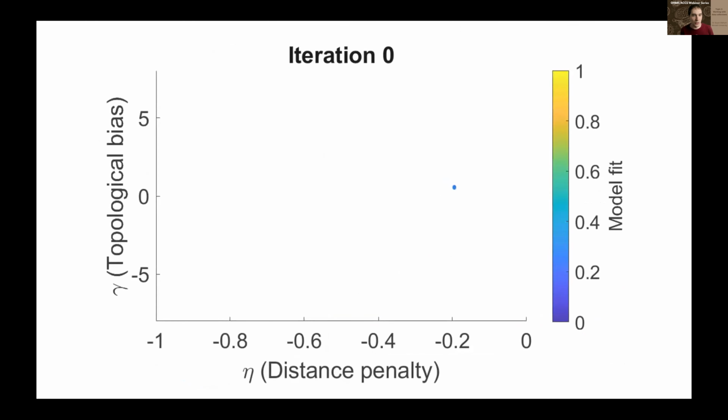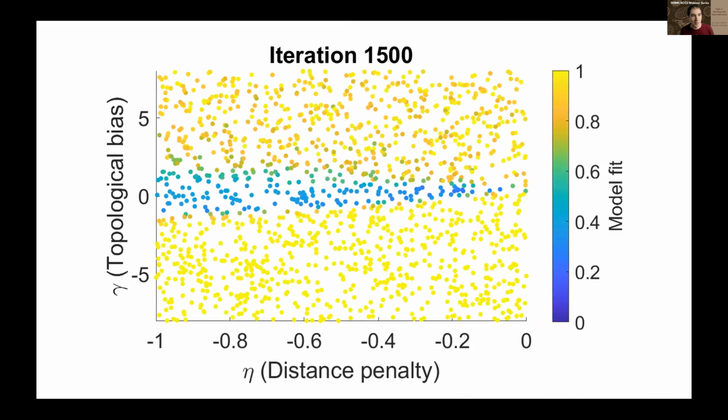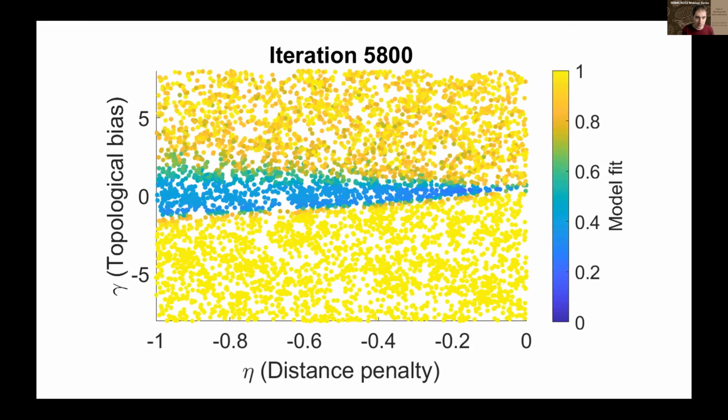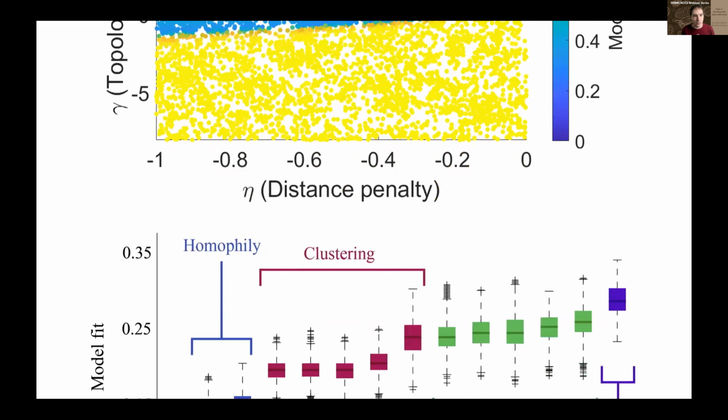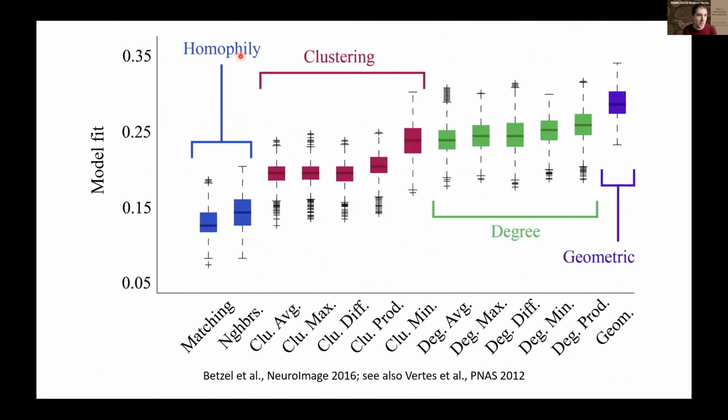And then we use some sort of optimization scheme to find the best parameters that produce the best fit. Current results show that these homophilic mechanisms, similar to that topology mechanism I was showing you earlier, give you the best model fits. And this geometric model, which is only using wiring cost, is giving the worst performance. And this is sort of where the field is at currently.